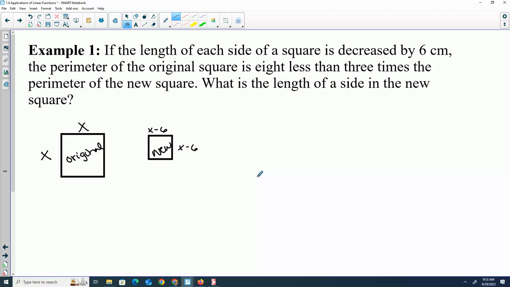So then, it tells me the perimeter of the original square. What is perimeter? Add all the sides. Which square am I doing that for? The original. If I add all those, you could write x plus x plus x plus x, or we could say there are 4 sides. I know they're the same, so that would be 4x.